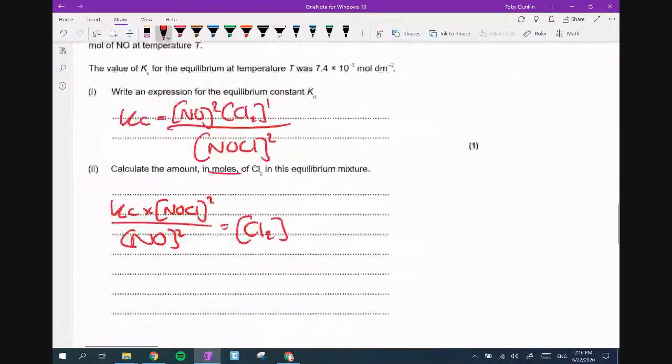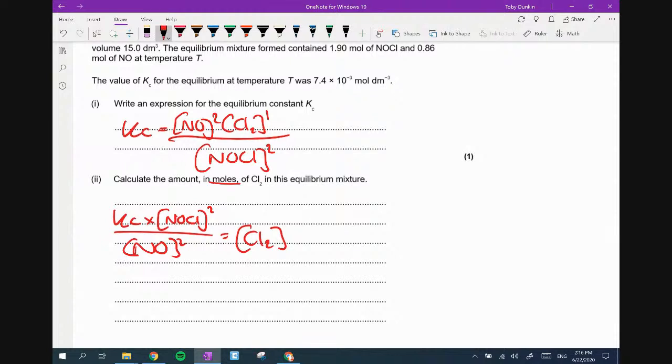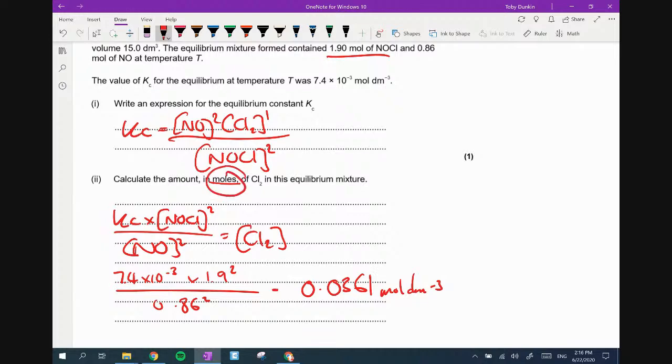Let's run through my numbers since I have been given them all. Kc is 7.4 times 10 to the minus 3, multiplied by NOCl 1.9 squared, all over 0.86 squared. Divide that, and I get a chlorine concentration of 0.0361 moles per dm cubed. Now, the problem is they haven't asked me for that. They've asked me for moles.